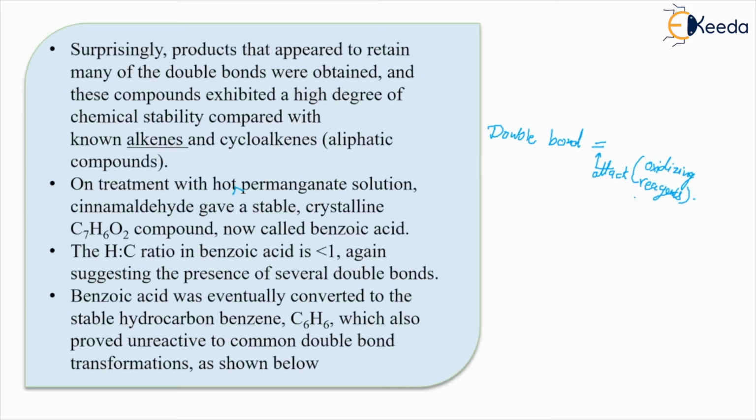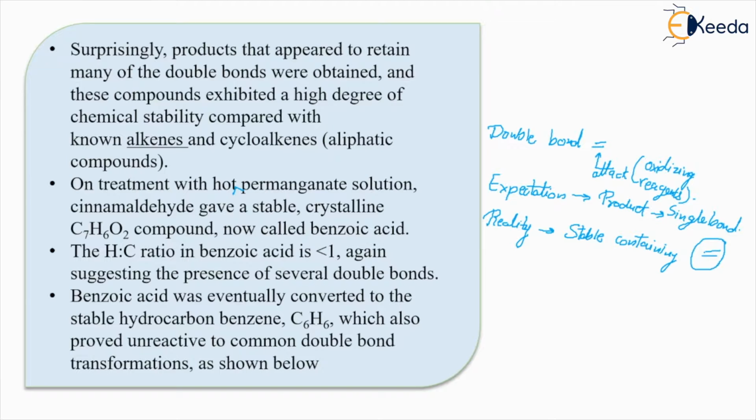So now when they wanted to attack the double bond by adding the oxidizing reagents, they would have thought the expectation for the product was a single bond product. But what eventually happened in reality was, they found a very stable product containing double bonds. This is what has actually happened. So they didn't understand, when they did a reaction to break the double bond and get into a single bond, then why did this double bond still stay?